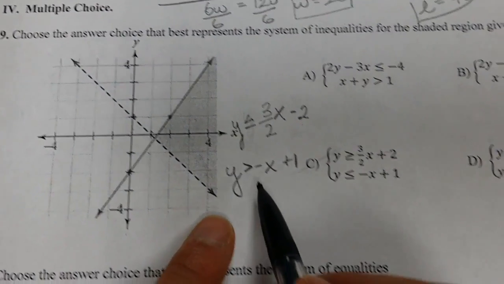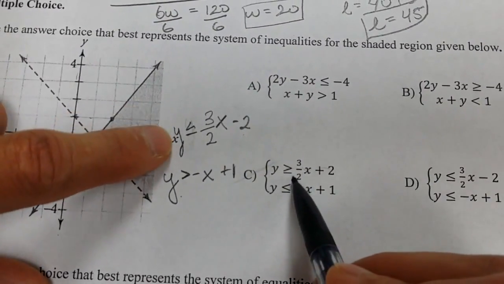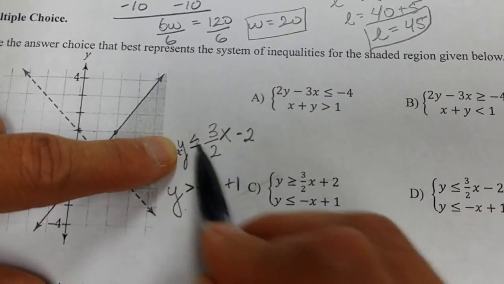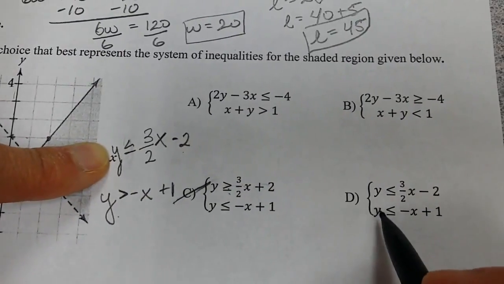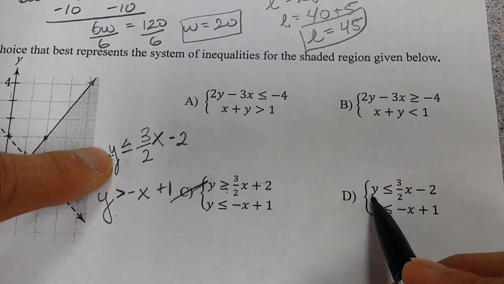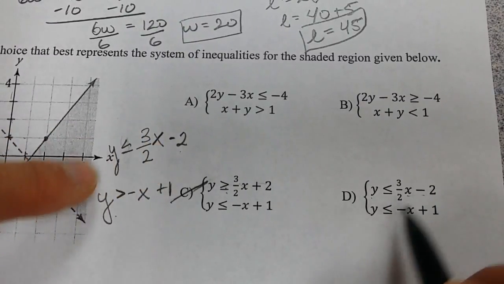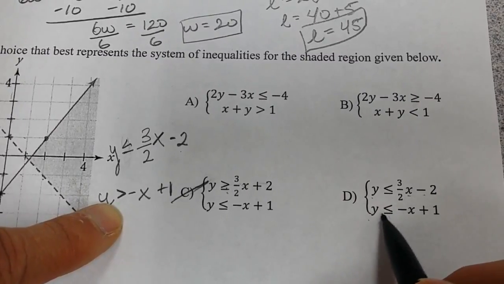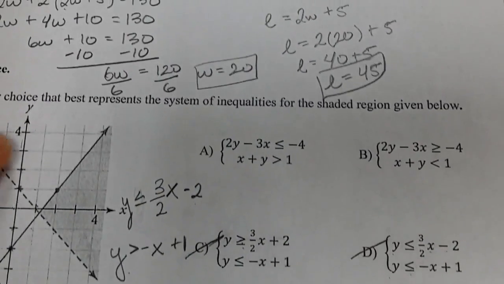So now let's compare my answer to the answer choices. Here the symbol is all wrong, right? It's opposite. So that's gone. Here, y is less than or equal to 3 over 2x minus 2. That works out. Y is greater, so the symbol is wrong here too. I can cross that out.